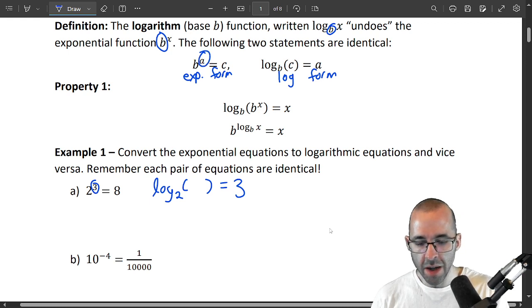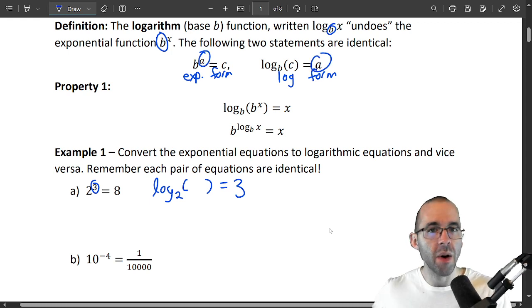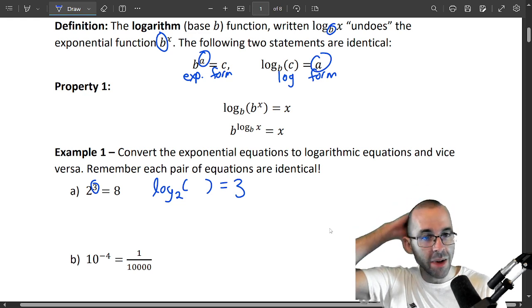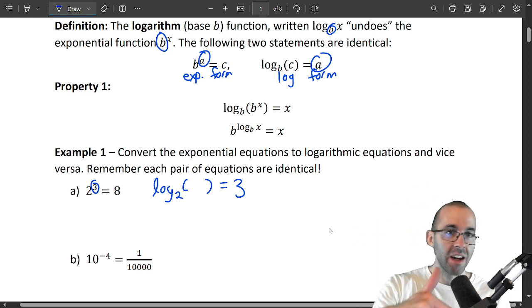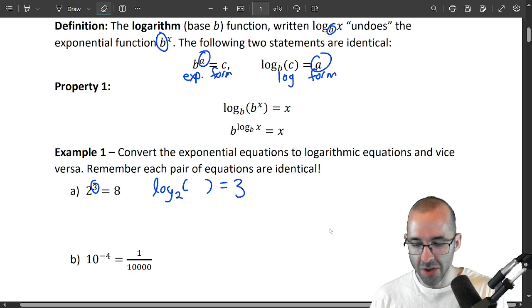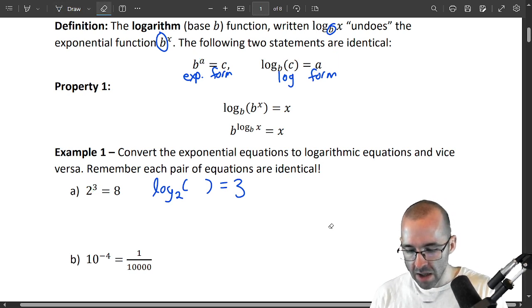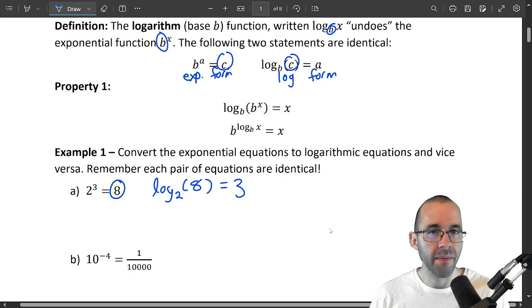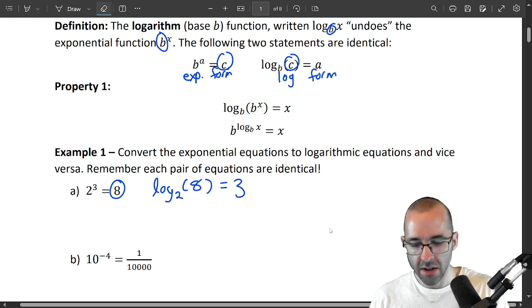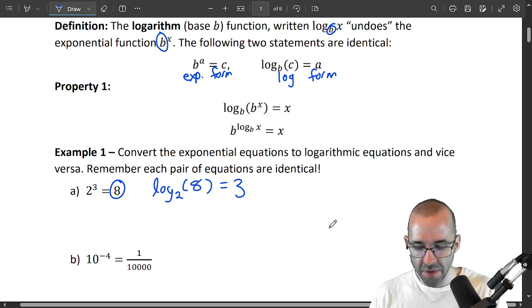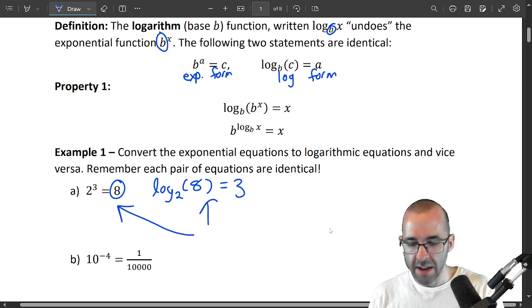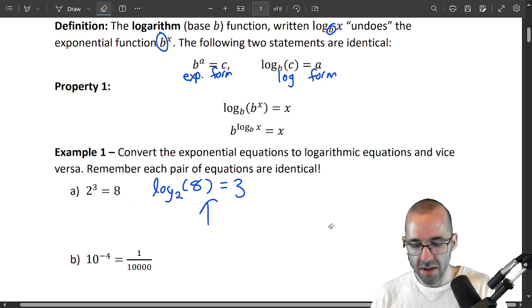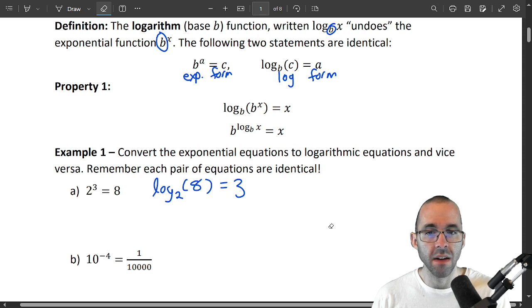And you can see in our formula up here, right? The exponent, what's inside of the exponential function, is the output of the logarithm. So those are the same two numbers. And then similarly, the output of the exponential function, that's c, is going to be the input of the logarithm, that c up there. So these two statements are exactly the same. They mean exactly the same thing.